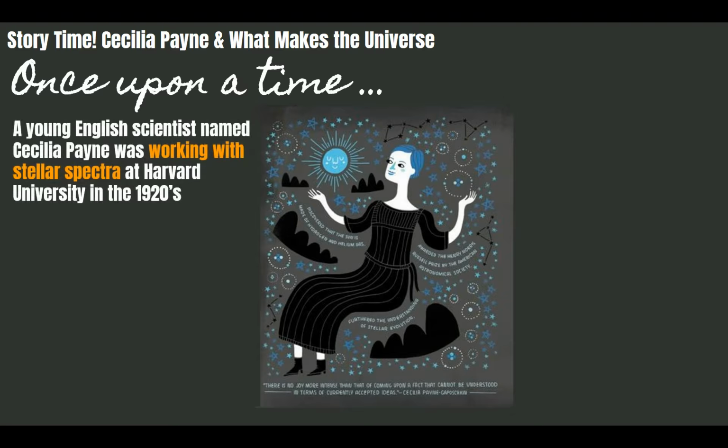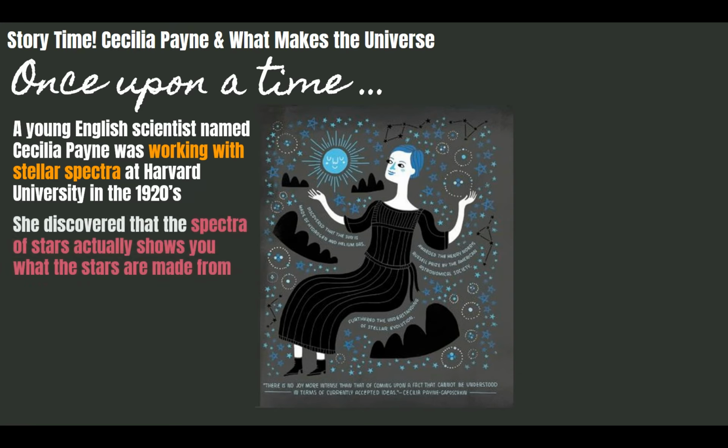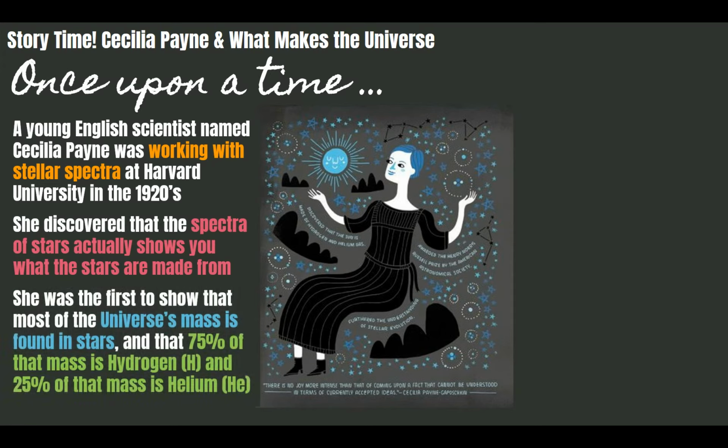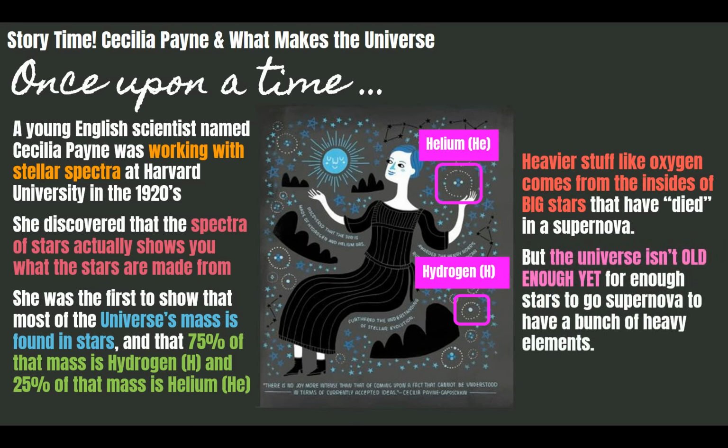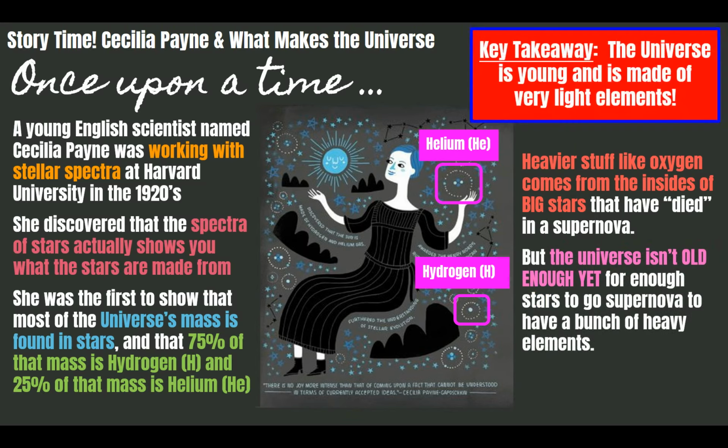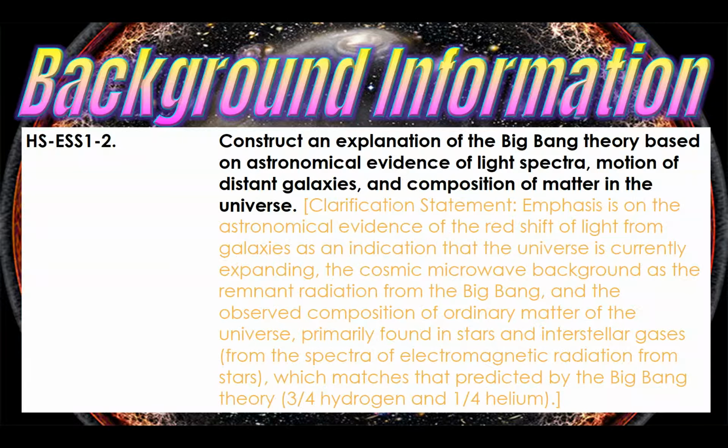Cecilia Payne. She was looking at stellar spectra at Harvard University in the 1920s, and she discovered that the spectra of stars show you what the star is made from, and that most of the universe's mass is found in stars, and that most of that mass is hydrogen, with a little bit of it being helium. Heavier stuff like oxygen comes from the insides of big stars that have died in a supernova. Now, I use the word died, but of course it is put in quotation marks because stars are not actually living. The universe isn't old enough yet for stars to go supernova enough to have a bunch of heavy elements. So this key takeaway here is that the universe is young and is made of light elements. So that is one piece of evidence.